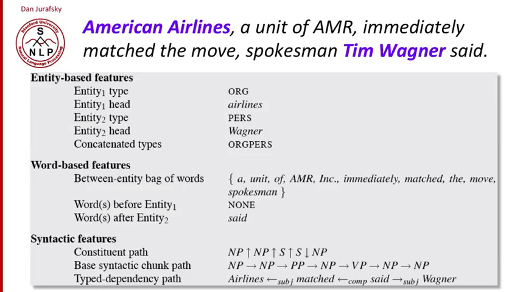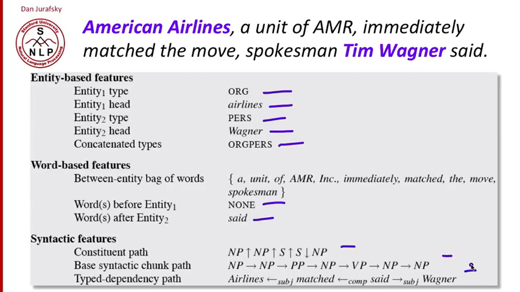So in summary, for our sentence, American Airlines, a unit of AMR, immediately matched the move, spokesman Tim Wagner said, we might have a whole series of features. So we might have the entity type of the first mention being org, and of the second one being person, and the head of the first one being airlines, and the head of the second one being Wagner, and this concatenated type feature whose value is org pers. And then the bag of words of all of the words between the two entities, and the word before entity one, which there isn't one, so that'll be none or nil, and the word after entity two, which is said, and then all the various parse features that we talked about.